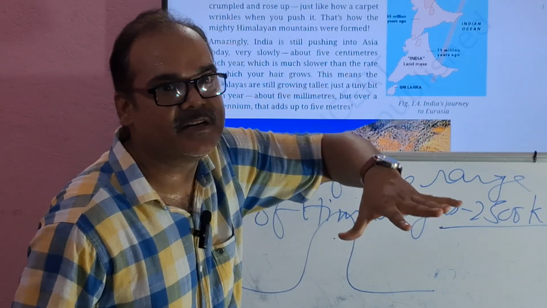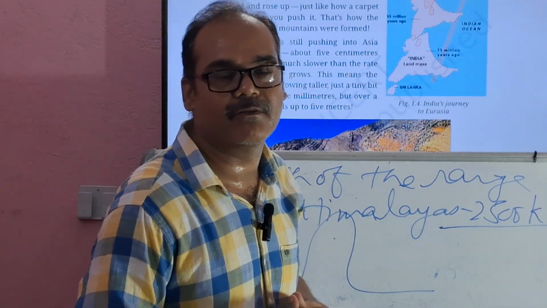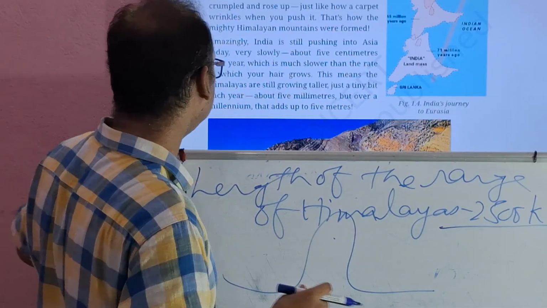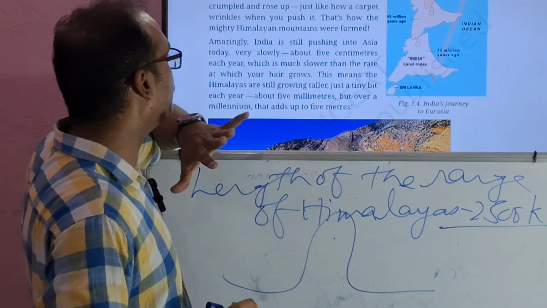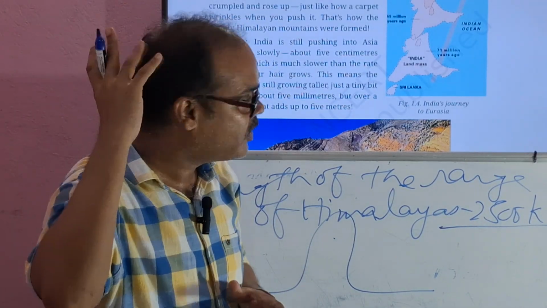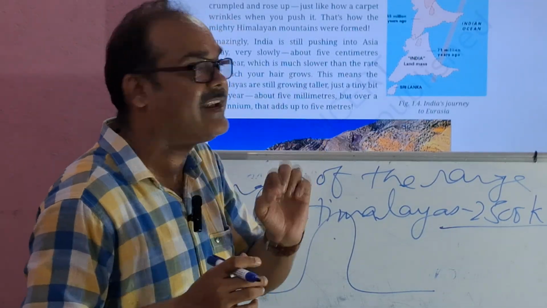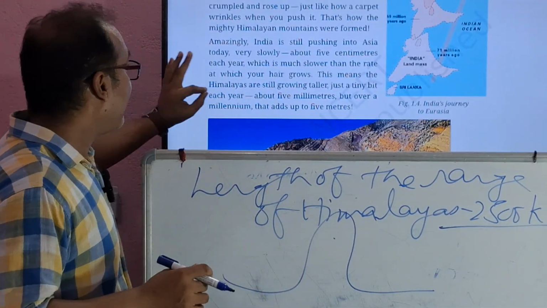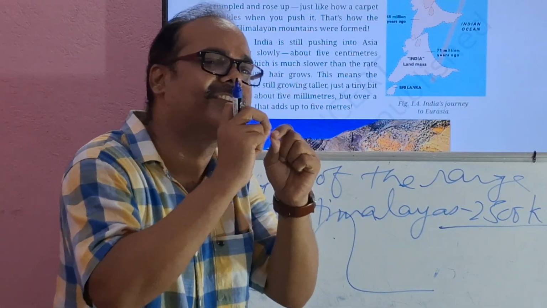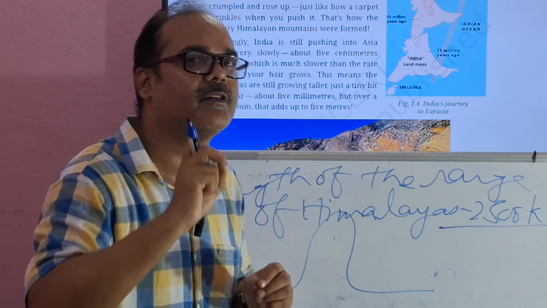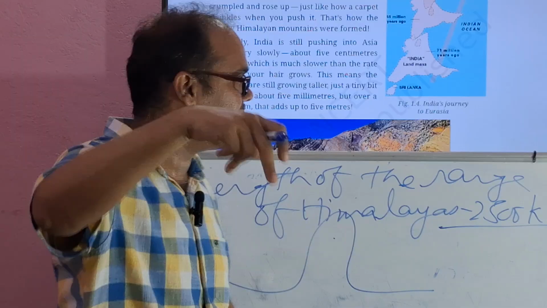Very slowly, 5 centimeters. Who will feel? Only the geographers, they know how to calculate, how to find out. About 5 centimeters each year, which is much slower than the rate at which your hair grows. Okay. This means that the Himalayas are still growing taller just a tiny bit each year, about 5 millimeters every year. It's a very small length, but with the passage of time it will become big.